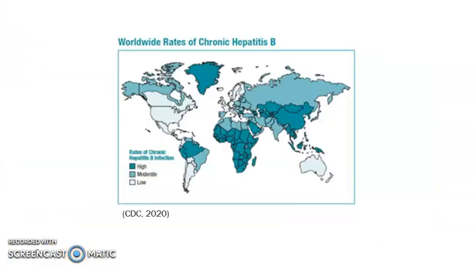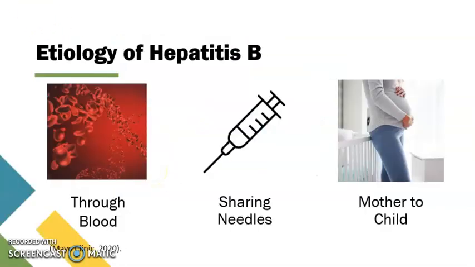With this map, I wanted to show which regions have higher rates of hepatitis B. This map is from the CDC, which shows the worldwide rates of chronic hepatitis B. As you can see, there are high rates of chronic hepatitis B in Asia, Pacific Islands, and Africa. See the areas of Asia, Africa, and Pacific Islands have darker green colors, which have higher chronic hepatitis B infections.